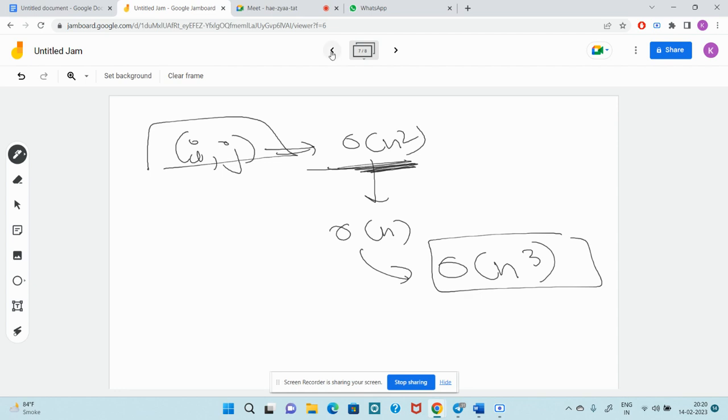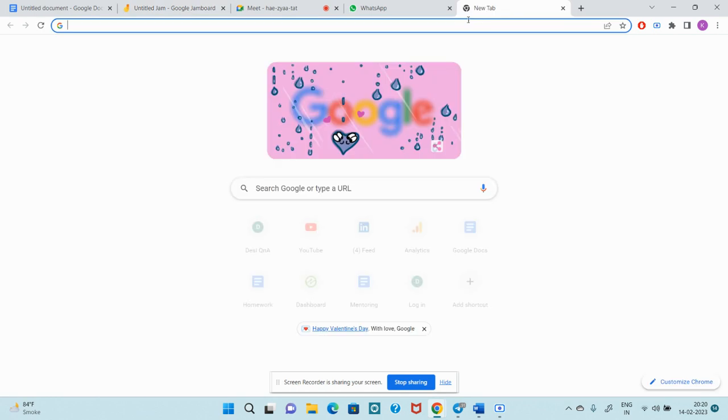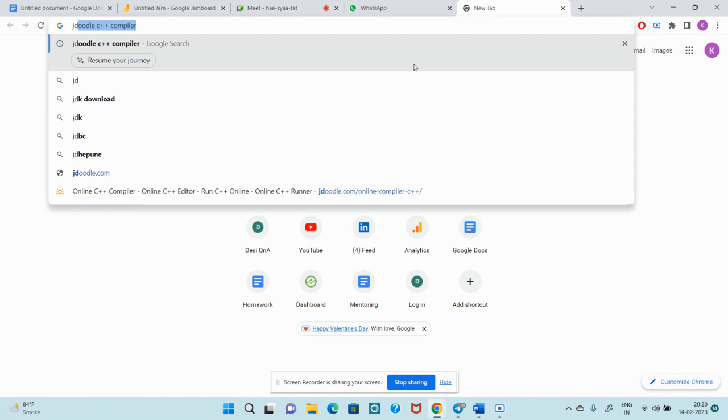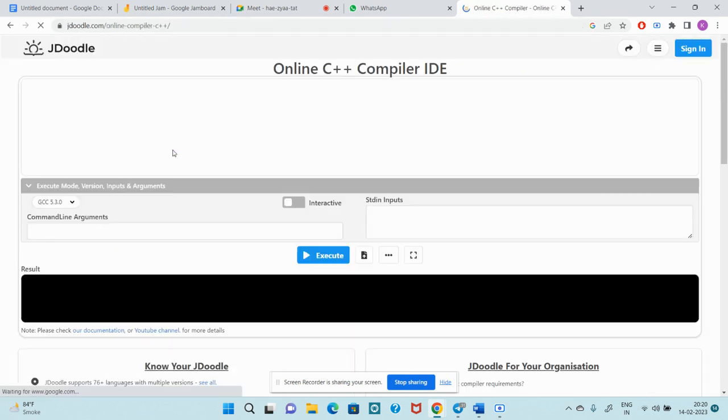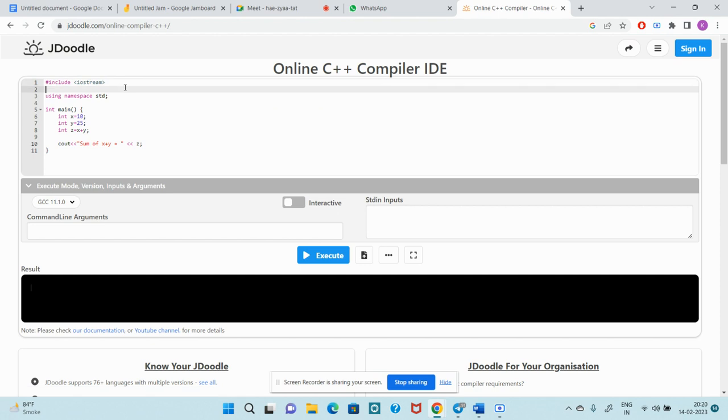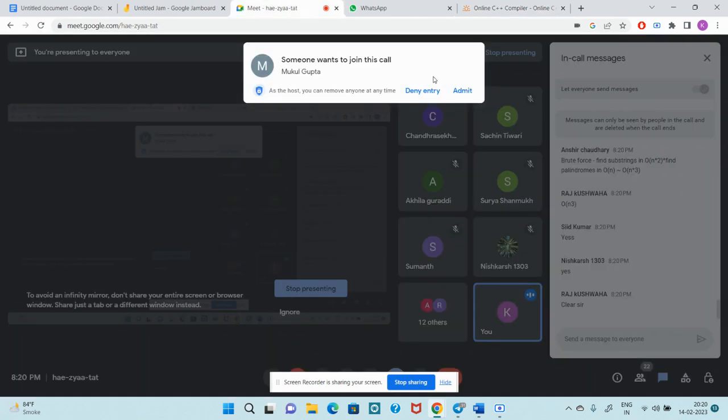Guys, can anyone write the pseudo code for me in the chat, or shall I write it myself? Is the O of n cube solution clear? Please start writing yes in the chat. If it is not clear, let me write the solution myself. This thing is very easy. I should not be writing code for this, but still I'm writing because some of the students might have some doubt.